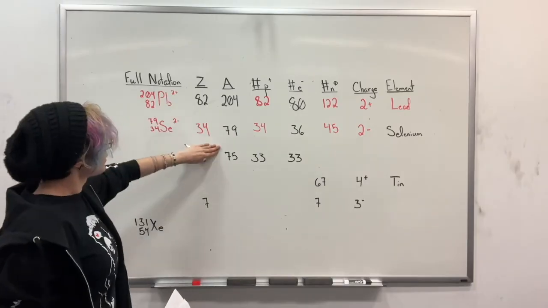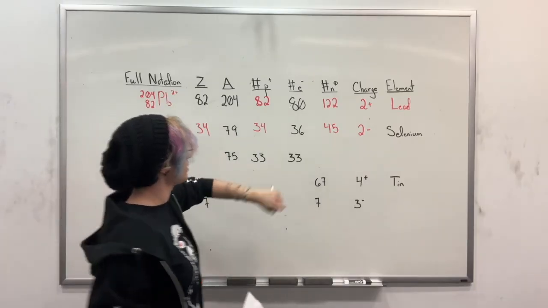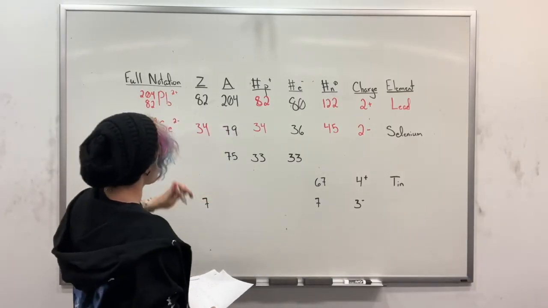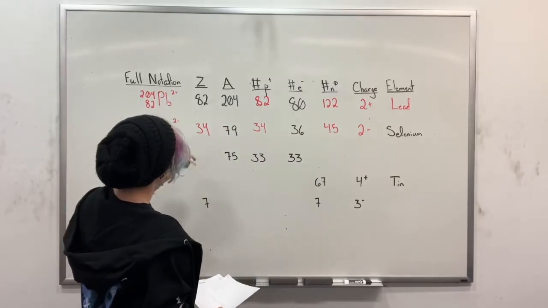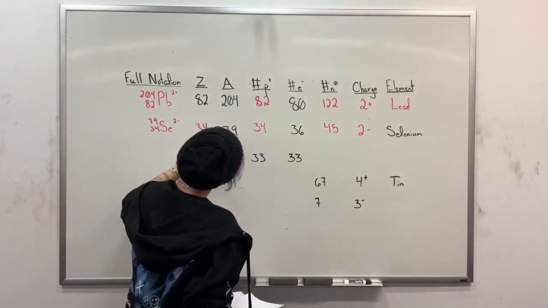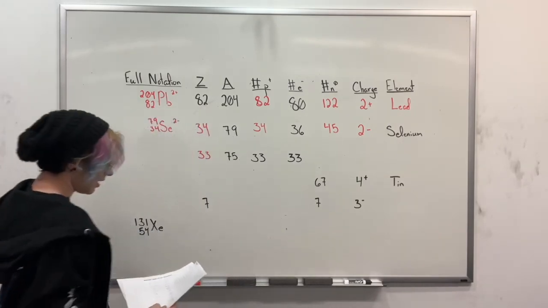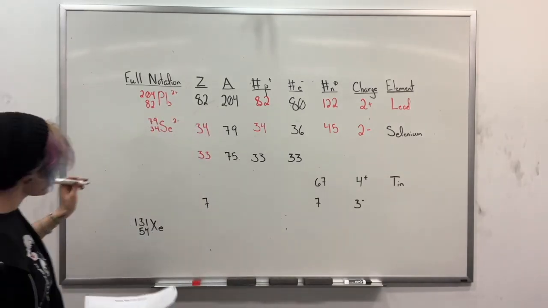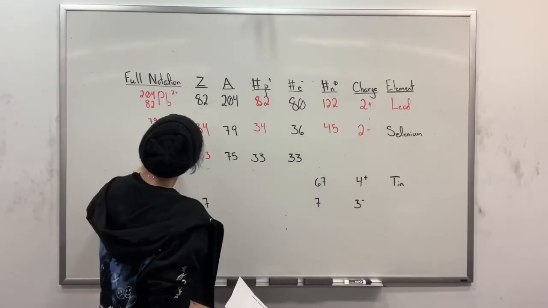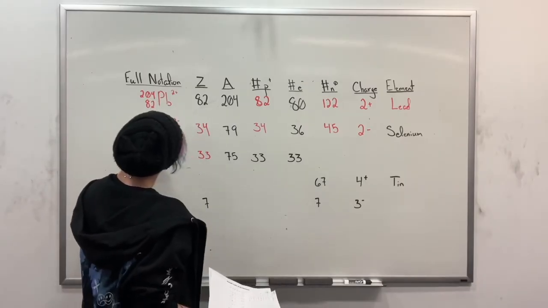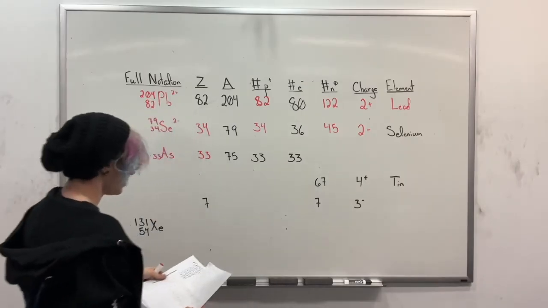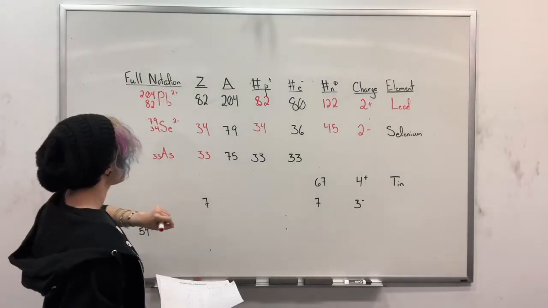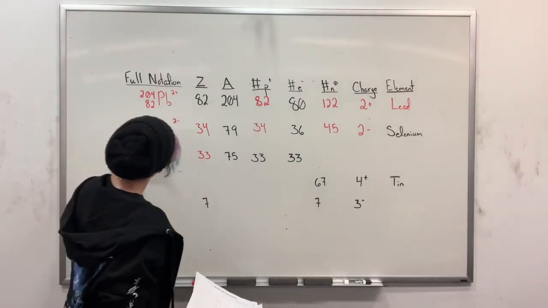Third row, they tell us our mass number, the number of protons, and the number of electrons. Number of protons is the same as our Z value, our atomic number. So this is 33. Element 33 is As. So As sub 33. And they tell us our mass number is 75.